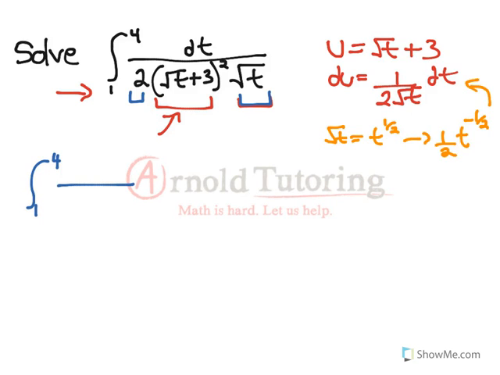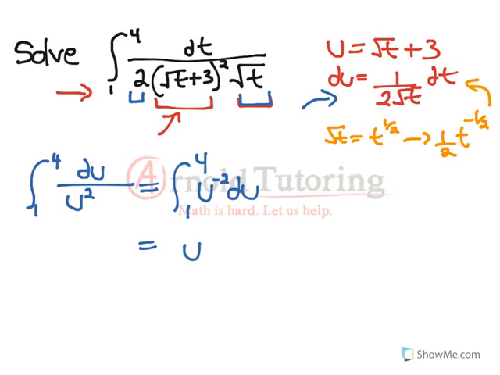So we know we have u squared on the bottom because that's our bracket, and then we also have dt over 2 root t, which you can see is exactly the same as du. So this is just du. Great. Let's call this u to the negative 2 du, because it's on the bottom. The integral of that is u to the negative 1 over negative 1. And we're going to evaluate that from 1 to 4.